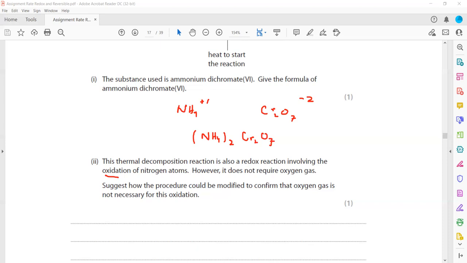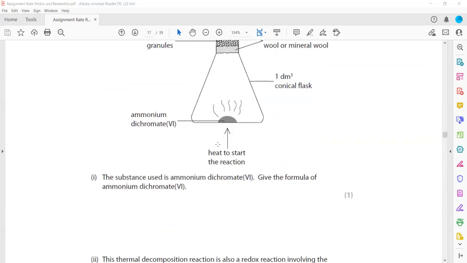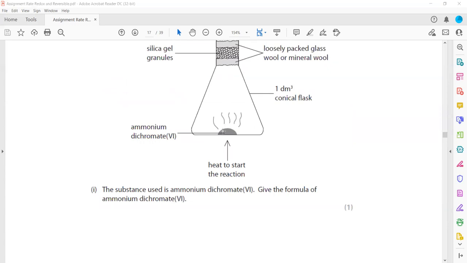So what we can do, in the same reaction, as you can see in the flask, we have ammonium dichromate. In the question they're saying we don't need oxygen for this reaction, it can proceed without oxygen. So what we should do is make the environment inert. We can have argon gas inside the flask, so replace the air by argon or any inert gas, so that if the reaction proceeds, it means oxygen is not needed for the reaction. That is just a confirmation.